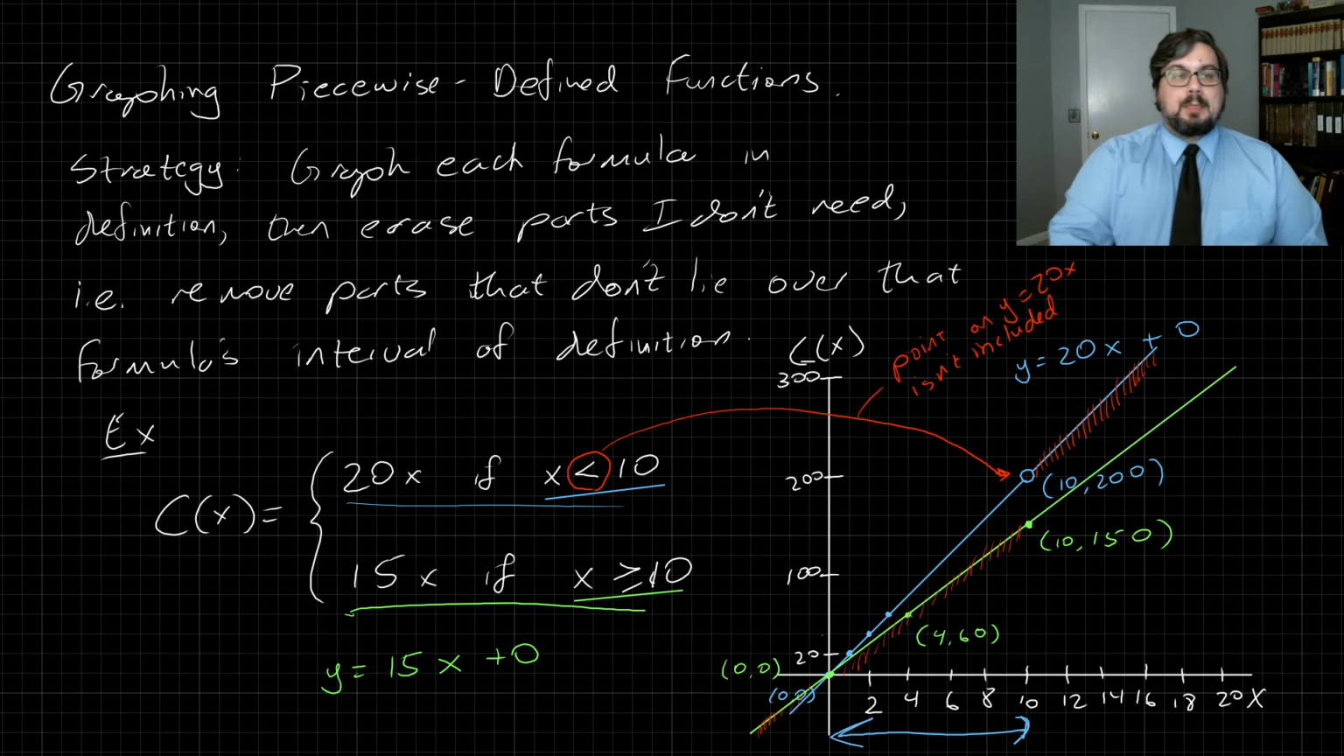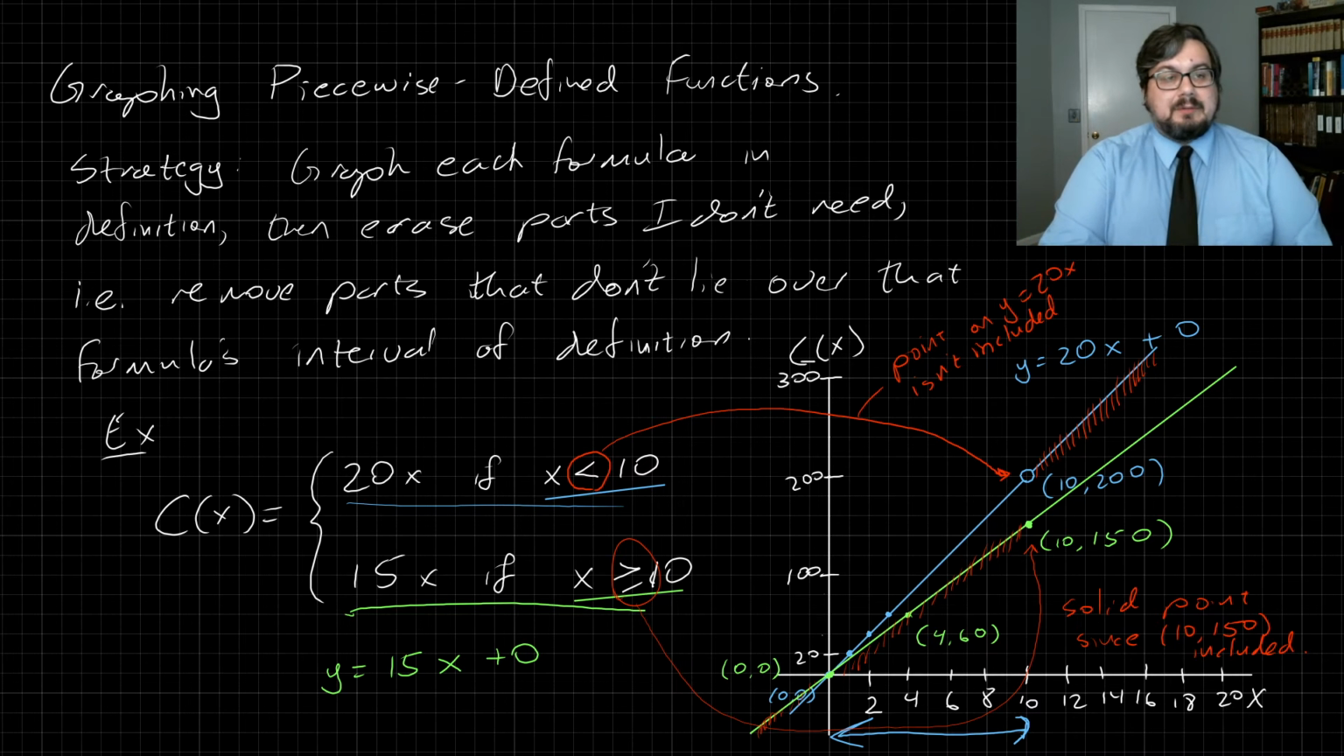And so now we look here and see, because this formula applies when x is greater than or equal to 10, we're actually going to get a solid point, since the point 10, 150 is included in the full graph of f. 150 is actually the output of this function when you plug 10 in, and so we get a solid point here rather than an open point that we got for the blue.